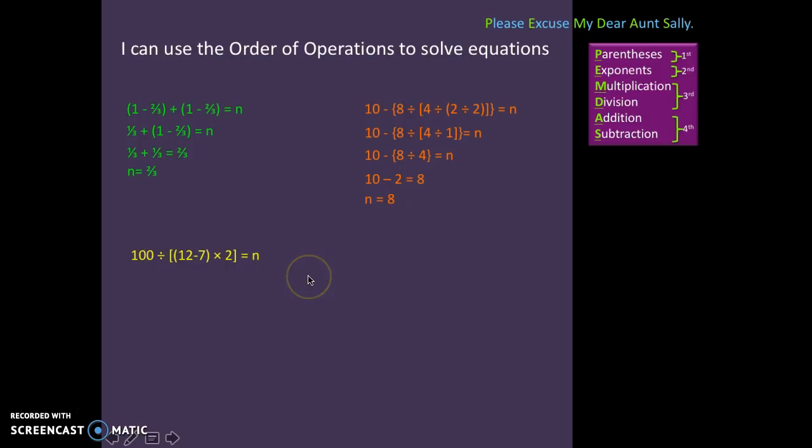All right, I would like you to pause the video and give this next one a try. So pause the video, copy this one down, work it out on your paper, and then restart the video and we'll see how you've done. All right, let's see how you've done. The innermost parentheses come first, the 12 minus 7, which is 5. That leaves us with 5 times 2, which equals 10. And then finally we have 100 divided by 10, which equals 10. How'd you do?